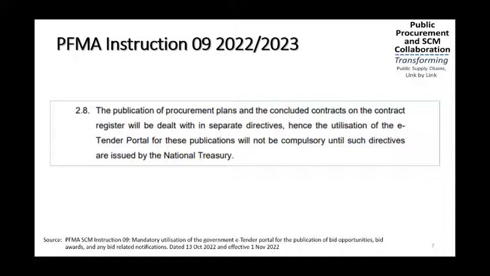The publication of the procurement plans and the concluded contracts on the contract register will be dealt with in a separate directive. Hence, the utilization of the eTender portal for this publication will not be compulsory until such directive is issued by National Treasury. So now, National Treasury is saying, yes, you have to publicize a procurement plan, but it's not compulsory. So we'll give a directive in terms of how to go about that. And again, it's then the decision of the organ of state whether you want to start publicizing it now or maybe wait for National Treasury to give a clear directive.